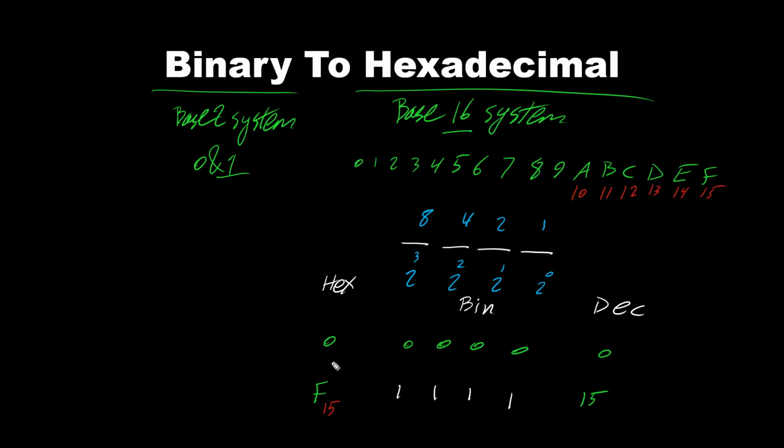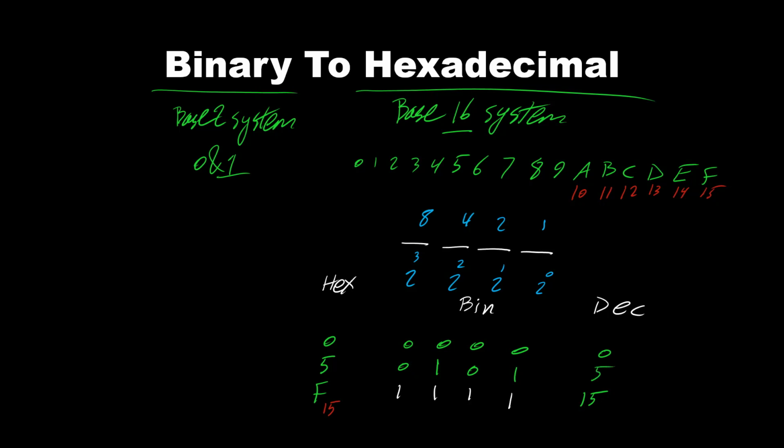For example, let's say if we have 5 hexadecimal, so 8 is off, 4 is on, 2 is off, and 1 is on. 0, 1, 0, 1. That's the binary for this hexadecimal 5. 4 plus 1 is 5. And here we can see 4 is only on, and 1 is on. And the decimal value is 5 as well.